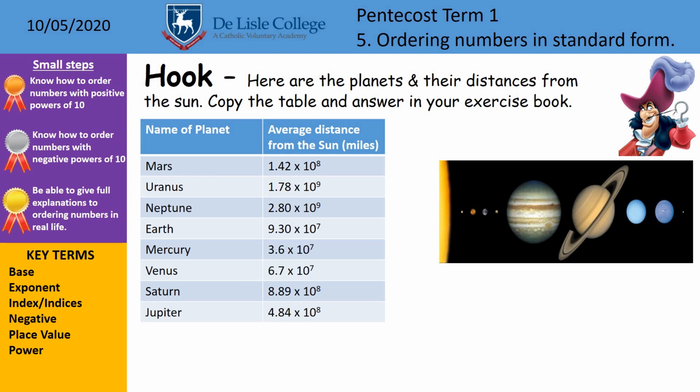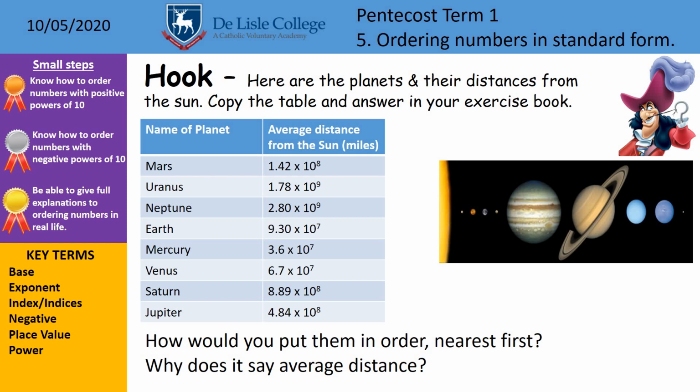Okay, so referring back to Captain Hook and the distances from the sun, copy the table and answer in your exercise book. We are working out nearest to the sun first. Think about what you've learned during this lesson. And then think about, why does it say average distance from the sun in miles? Pause the video while you copy the table and then try and put them in order.